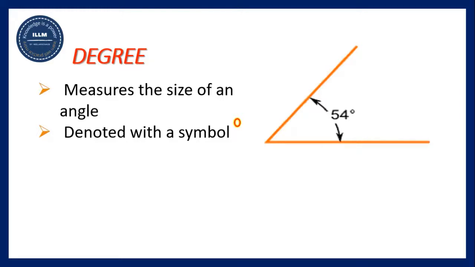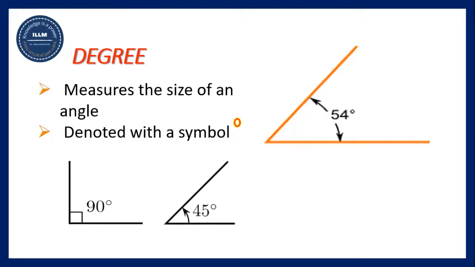In the next example, you can see a 90 degree angle. And the degree sign is present on the top right corner of 90. Similarly, in this 45 degree, you can see the degree sign on the top right side of 45. In the next example, you can see 180 degree. This is a straight angle and you can see the degree sign on the top right side of this 180.